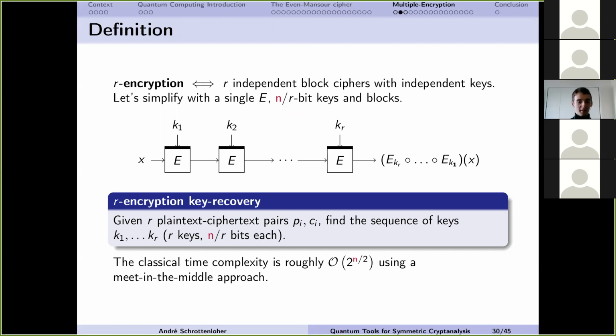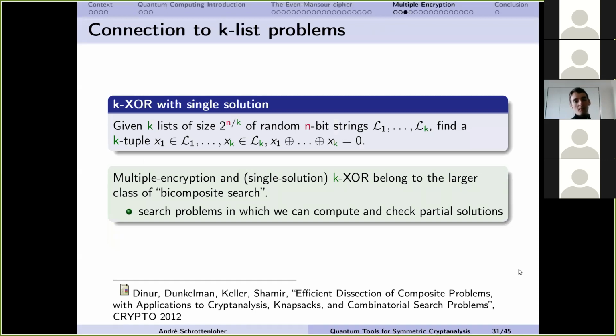And so recovering the key means we have a few plaintext-ciphertext pairs, enough to discriminate the right key. I want to find this sequence of keys K1 to KR that maps the plaintext to the ciphertext. The classical time complexity gets to 2 to the n over 2 using a meet-in-the-middle approach that we're going to see later.